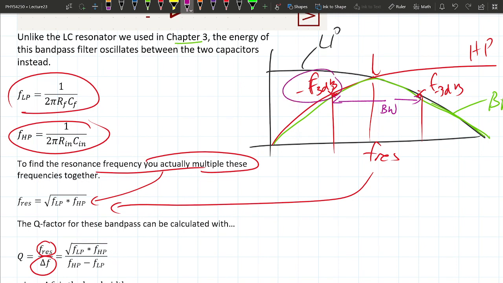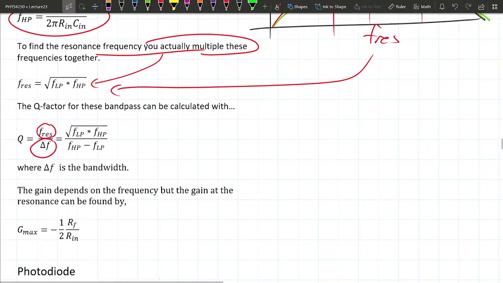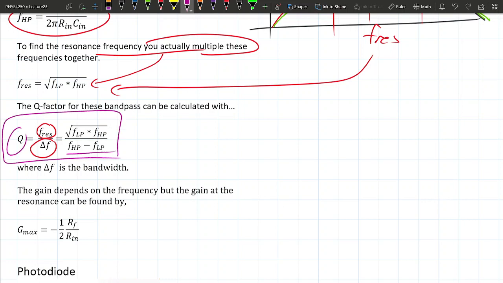Well, you have this number. You have this number by calculating what the 1 over RC is, right? So you have what that number is. So if you want to figure out what the Q factor is for an active filter, that's the combination of low pass and high pass, you can really just calculate what the Q factor is.